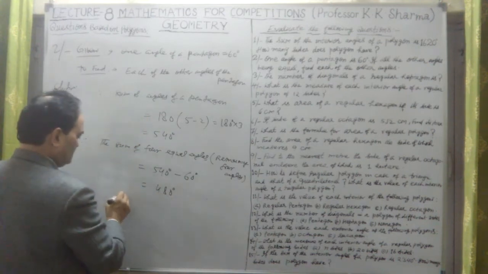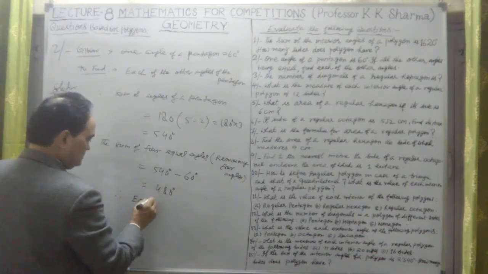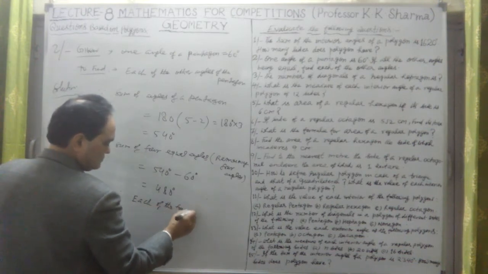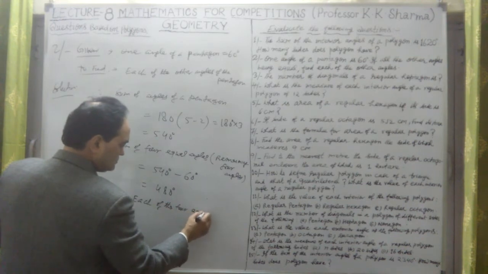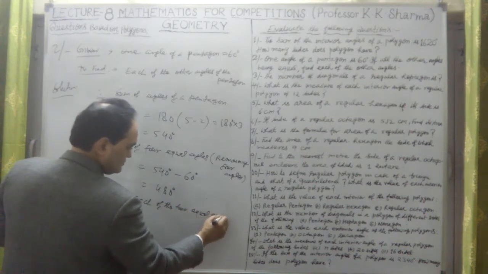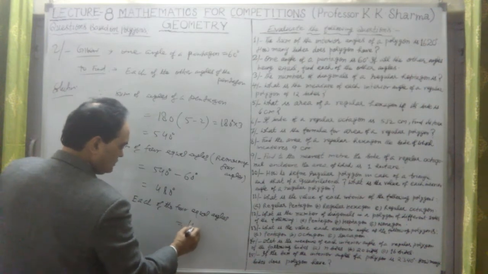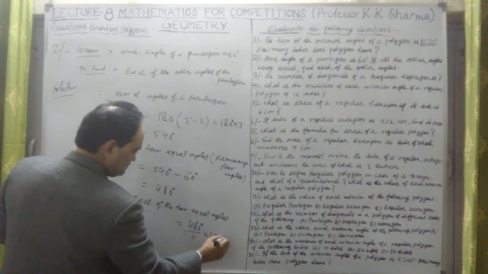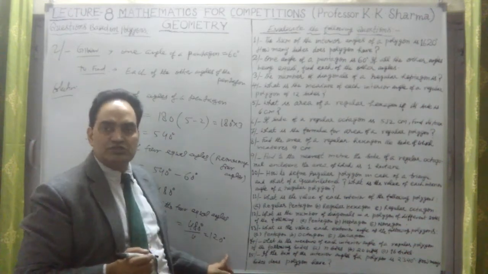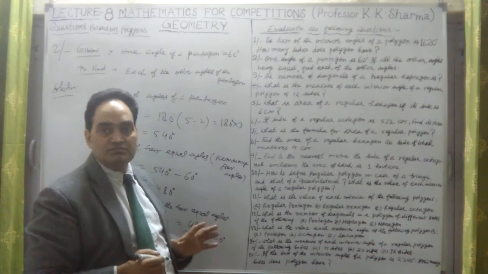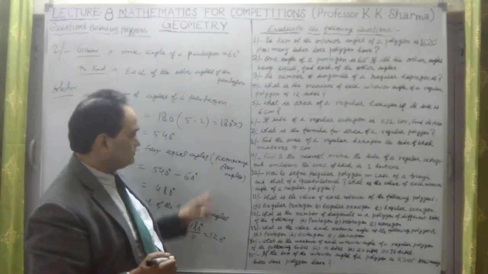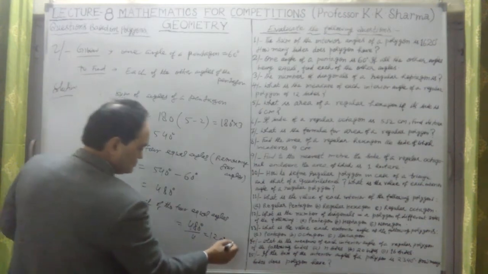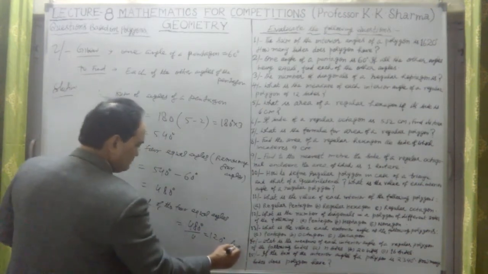Therefore, each of the 4 equal angles is equal to 480 degrees divided by 4. That means 120 degrees. So each of the remaining angles will be 120 degrees. 120 plus 480, that is 480 plus 60, means 540 degrees. The answer is 120 degrees.